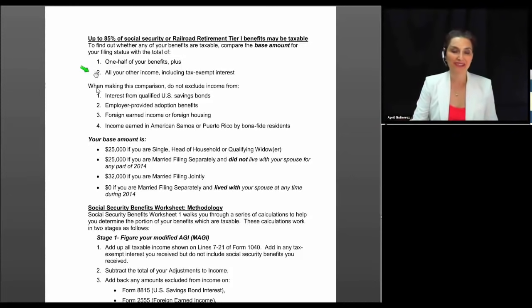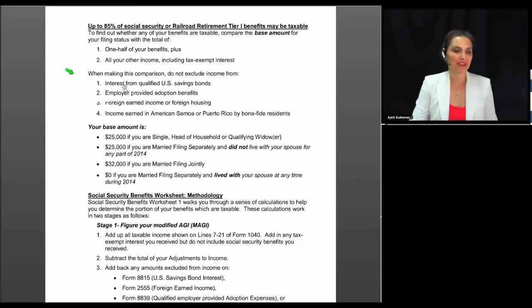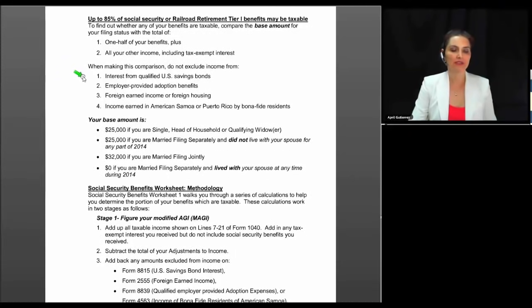But it's not always that easy, and we do have a little bit more information to relay to you. Also, when you're looking at all of your other income, you should not exclude from income interest that you excluded from income on U.S. savings bonds, employer-provided adoption benefits, the foreign housing or income exclusions, or any amounts of income that you excluded because you were a resident of American Samoa or Puerto Rico.